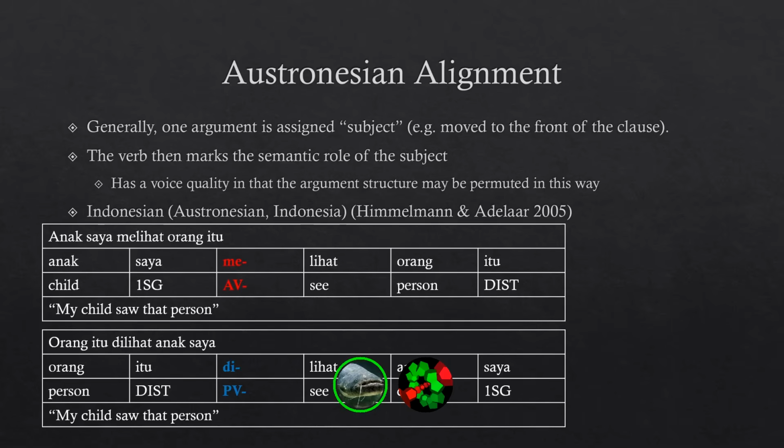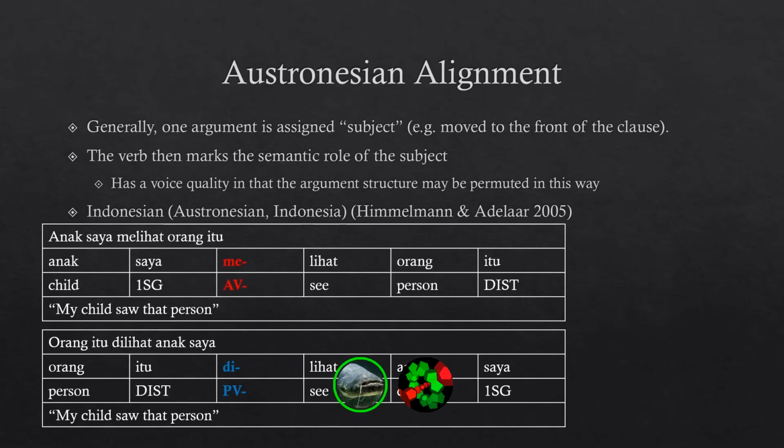We can talk about differences in interpretation, but you'll notice that in the first one, this anak saya, which means my child, is at the front. So it's the subject. It's been moved to the front. It's prominent in some way. And then this verb has this me prefix. And that's saying, this subject at the front, that is the agent.